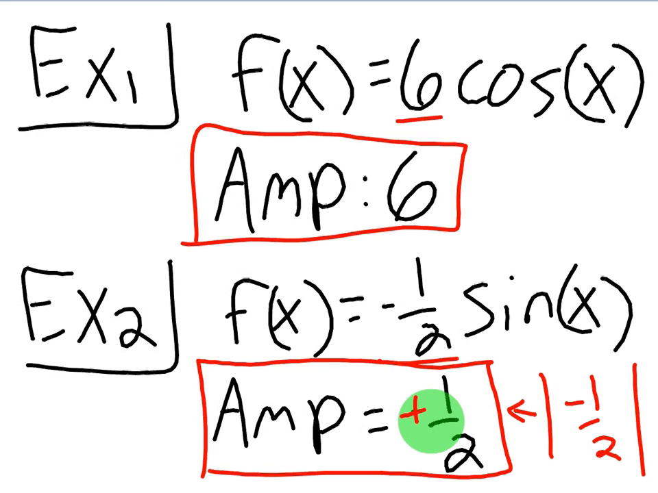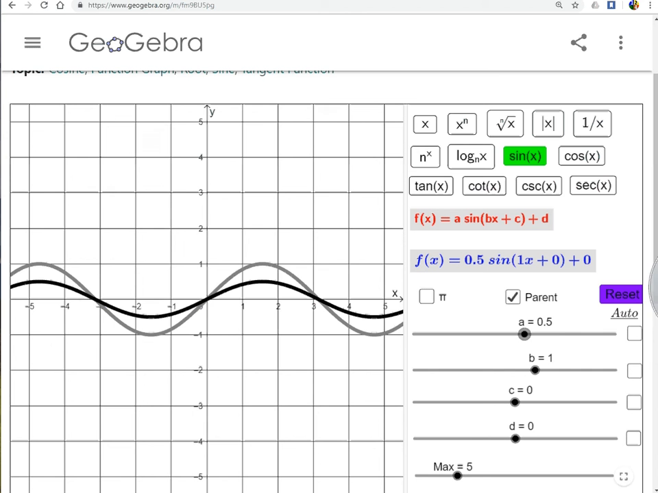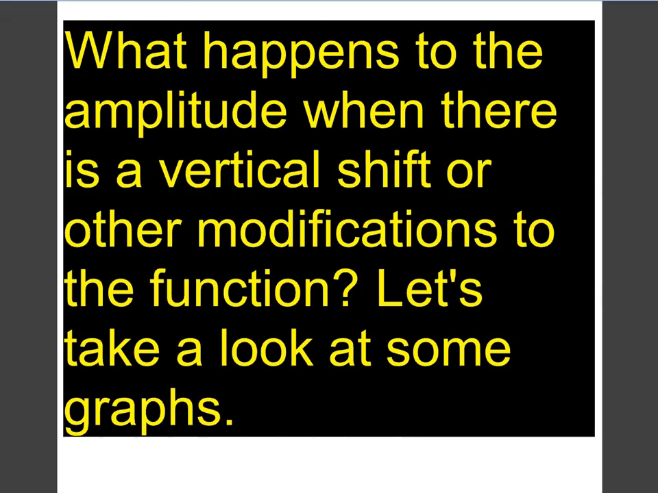Let's take a look at the graph of that. Okay, so here's sine with the a value of 0.5, and you can see in the black here it only bounces up 0.5 units from 0 and bounces down 0.5 units from 0.